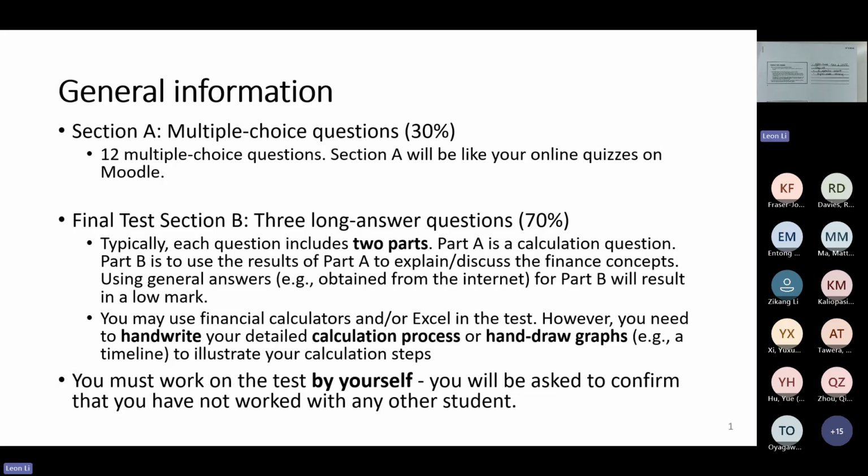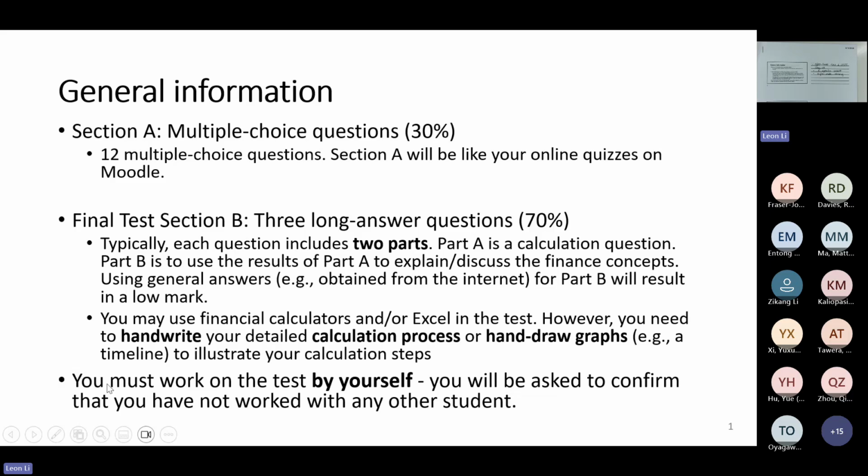Another point you have to know is the handwritten answer and the hand-drawn graph. For me, they are important. So please handwrite your calculation process. Later, I will give you an example. I will let you know my expectation.